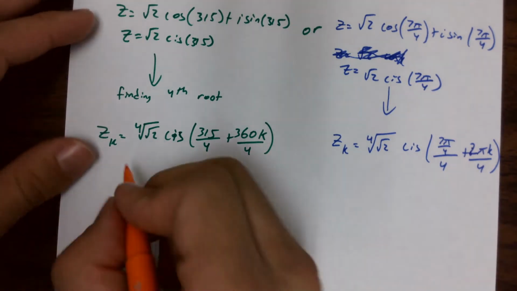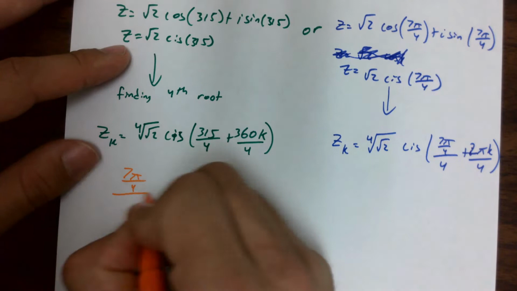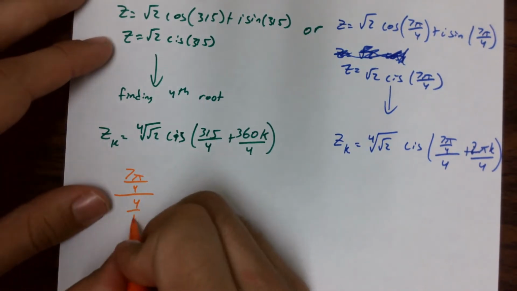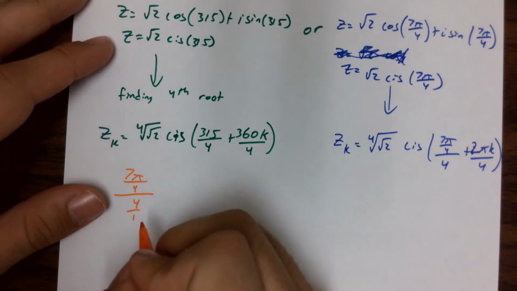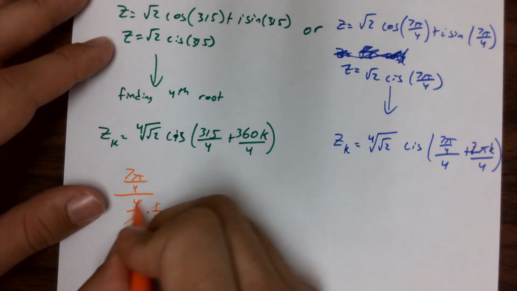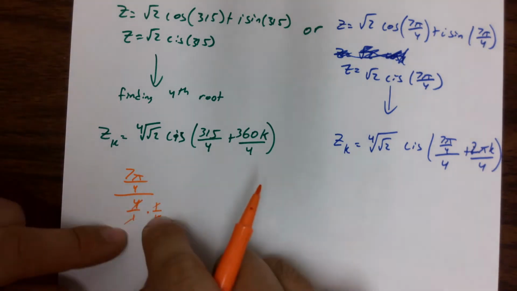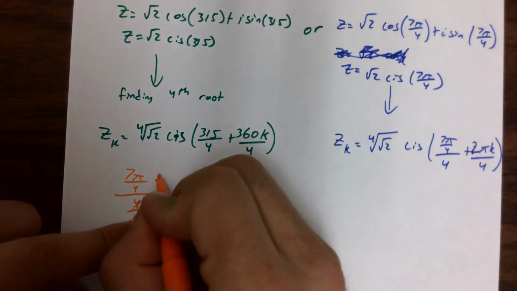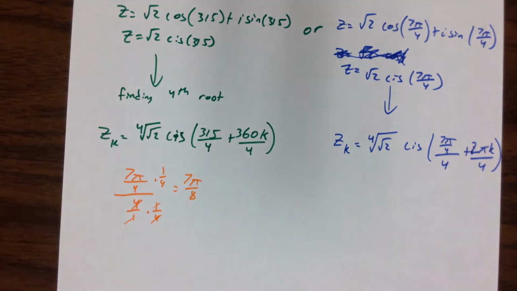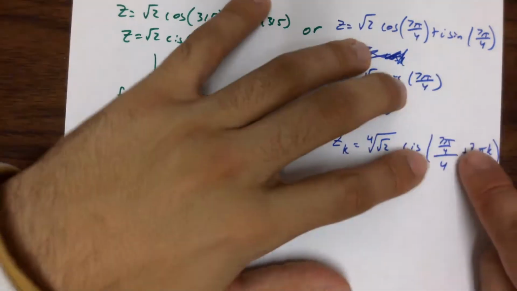First things first, 7 pi over 4 divided by 4. Hey, that's a fraction divided by something, so I'm going to turn this into a fraction. To cancel it, I'm going to multiply by the reciprocal, right? If I multiply by 1 over 4 in the denominator, things cancel. But if I multiply the denominator by 1/4, I multiply the numerator by 1/4, so this is really 7 pi over 8. So that's just dealing with this part here.